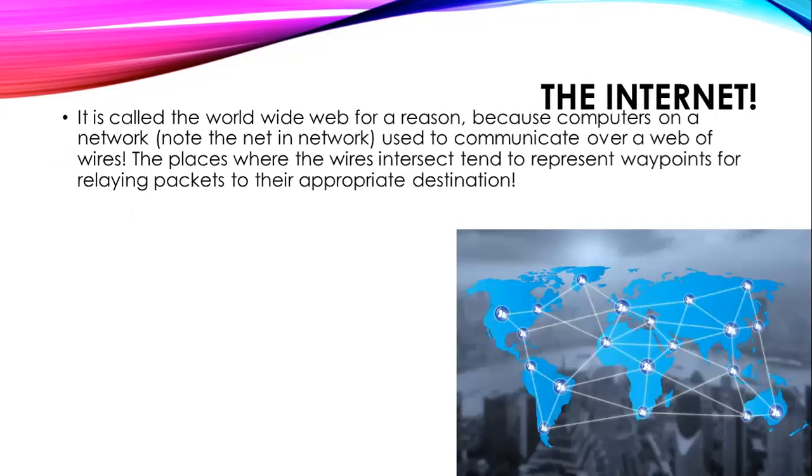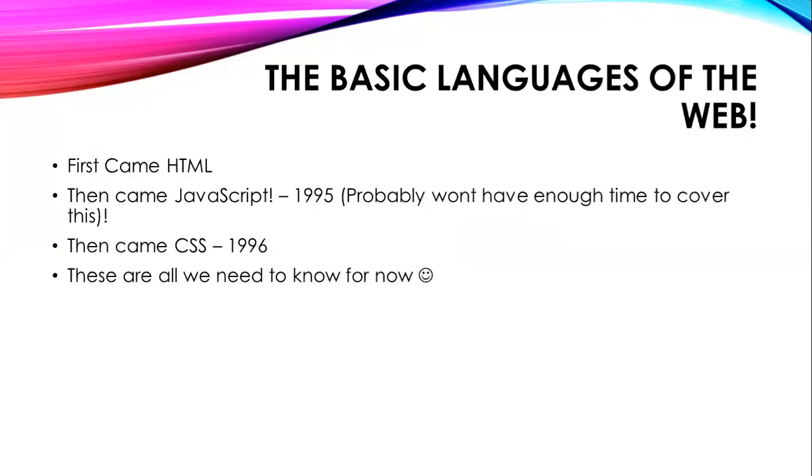Okay, so the internet. It's called the World Wide Web for a reason, because computers are on a network, and if you zoom out, it looks like a web. The places where the wires intersect tend to represent waypoints for relaying packets to their appropriate destination.